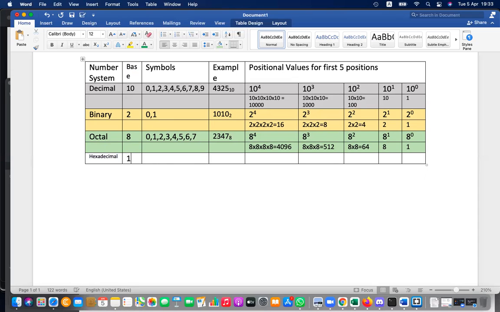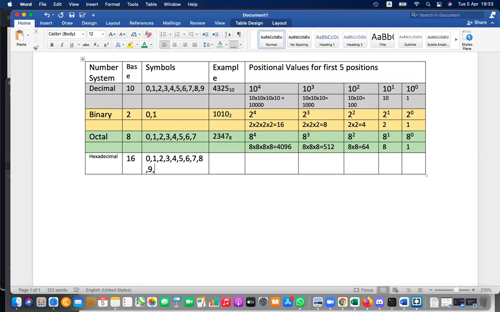Base is 16. Can you tell me the values? 0, 1, 2, 3, 4, 5, 6, 7, 8, 9, then A, B, C, D, E, F. Yes, up to 15, right? A is 10, B is 11, C is 12, D is 13, E is 14, and F is 15.